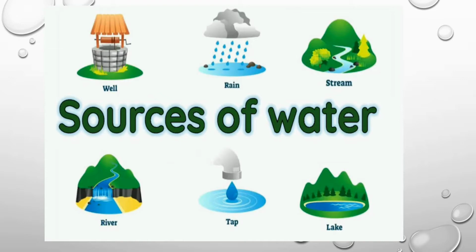Correct student. On the screen you can see well, rain, river, tap, lake and stream. So student, now tell me what is the similarity in all these pictures? Yes, correct student. So student, you can find water in well, rivers, lakes, streams, in tap and also rain. Rain also gives water. Very good student.